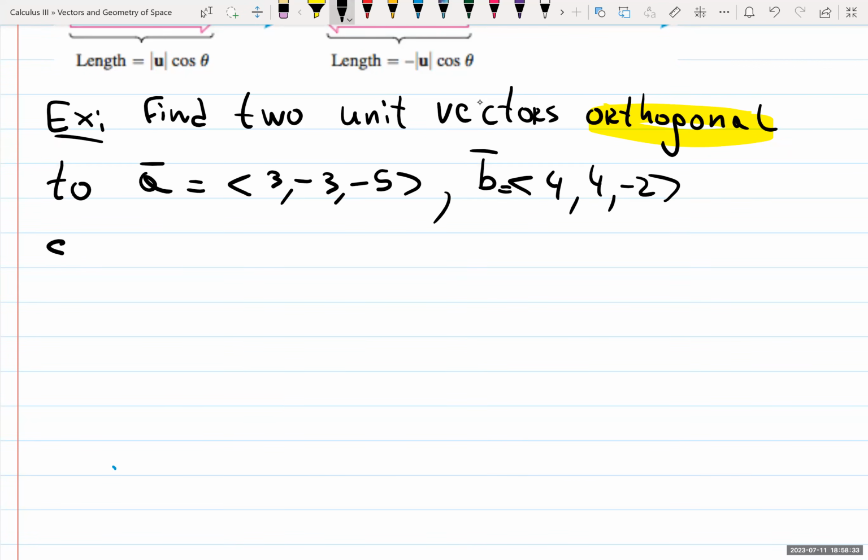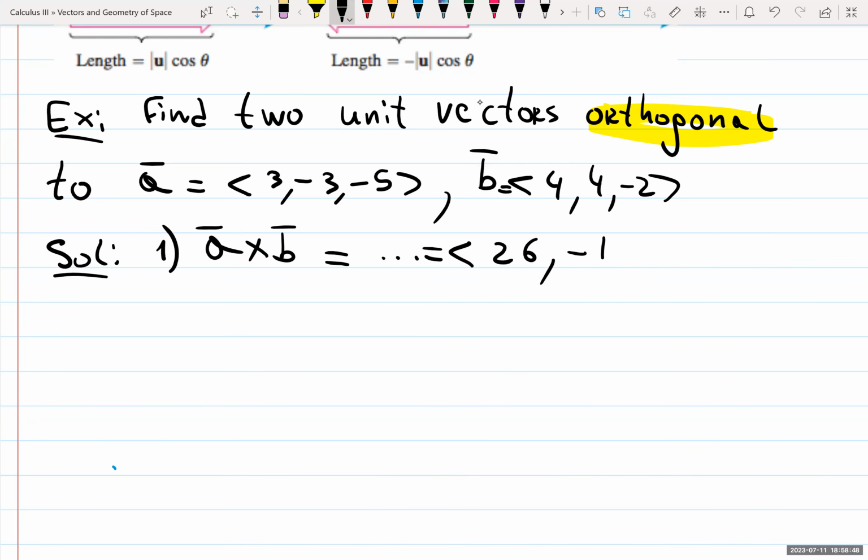So, solution. Step 1. Let's find cross A and B. And you repeat the whole process we just did, so I'm going to skip that. You practice the process and compare the answer. It should be 26i minus 14j plus 24k.